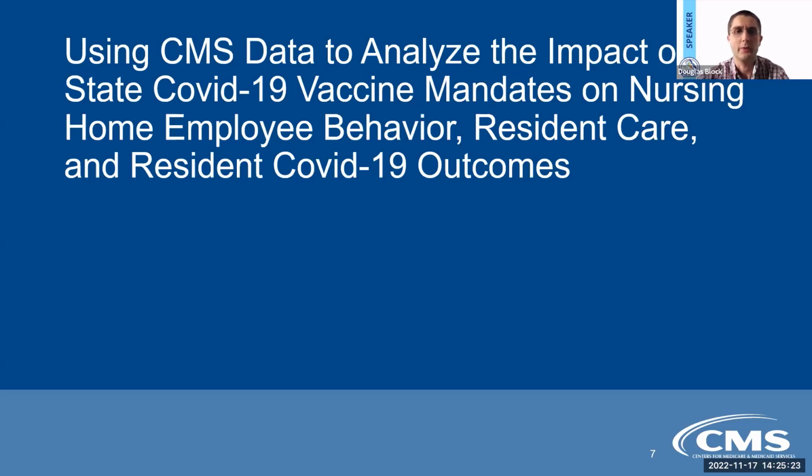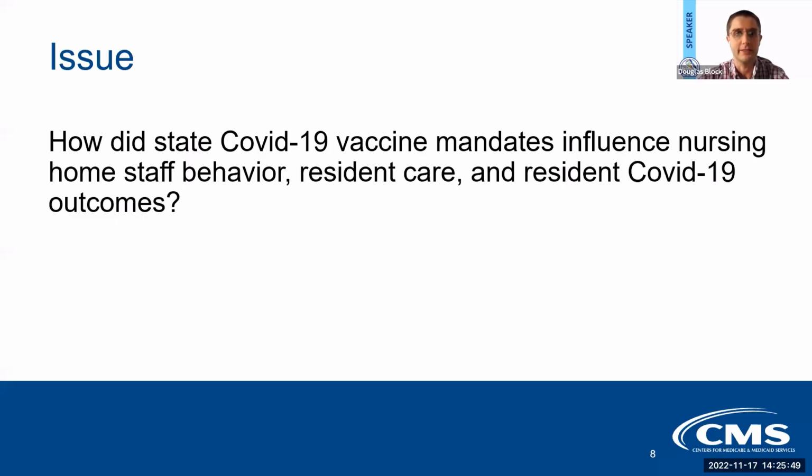So what I want to talk about now is another way that we used CMS data to evaluate the impact of state COVID-19 vaccine mandates. And I'm sure many of y'all are familiar with these mandates, have been in the news a lot, and particularly when it comes to nursing homes. And I think a lot of the reason nursing homes have been in focus is because of the high toll that COVID had on them. So the most recent data shows that about 159,000 nursing home residents have died from COVID-19 since the start of the pandemic.